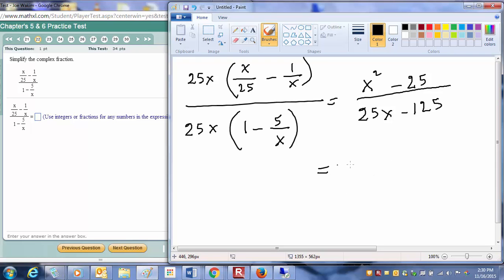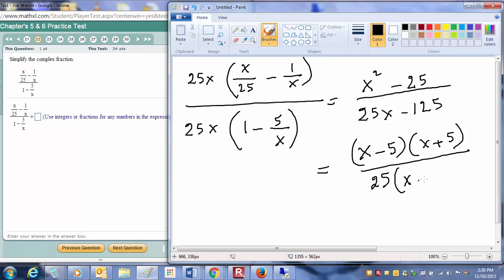Equal difference of two squares. So that would be x minus 5, x plus 5. Common factor is 25, and that would be x minus 5. So x minus 5 will cancel, and the final answer would be x plus 5 over 25. Try number 23.